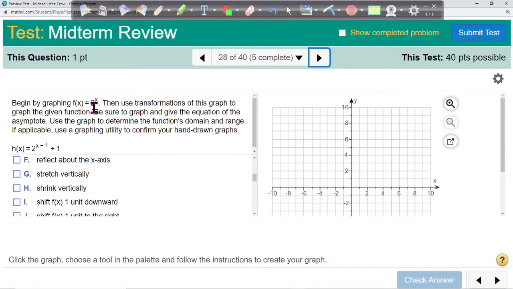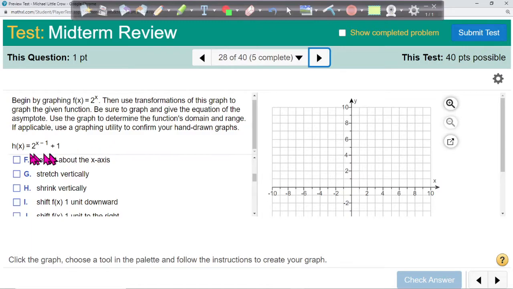Begin by graphing 2 to the x, then use the transformations of this graph to graph the given functions. Okay, so what we see is whatever 2 to the x is, we're going to go up 1, so it's going to be 1 higher. And then there's also a horizontal shift of negative 1, so it's going to go in the positive direction by 1.